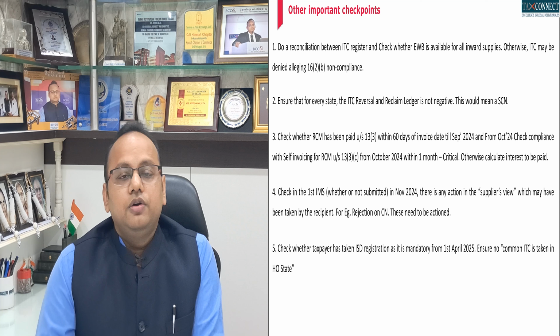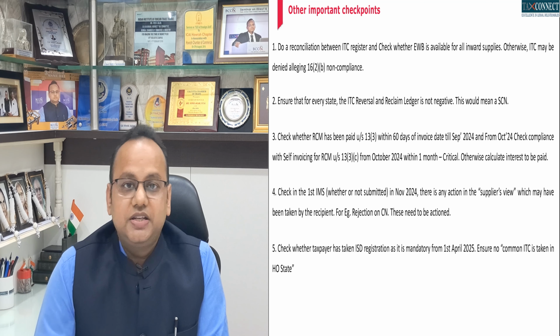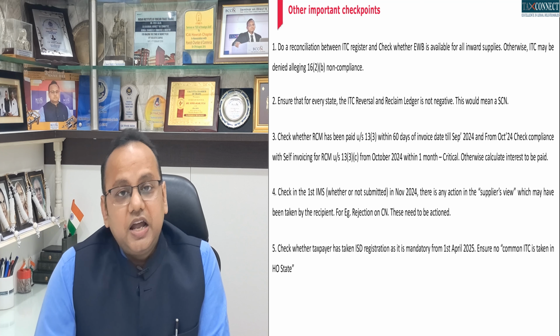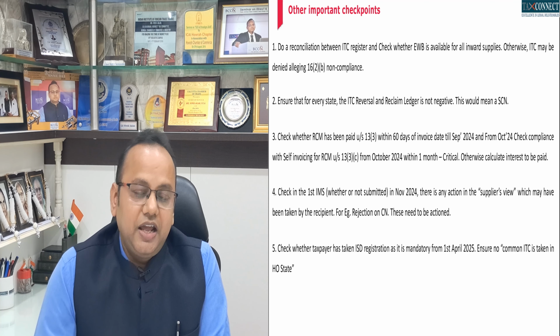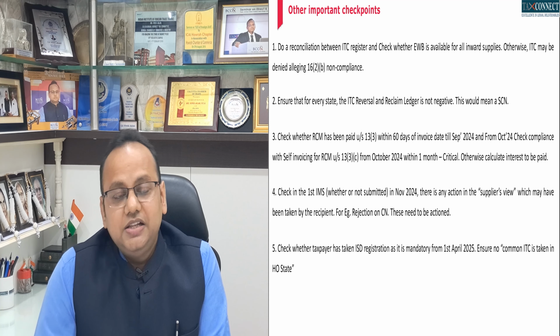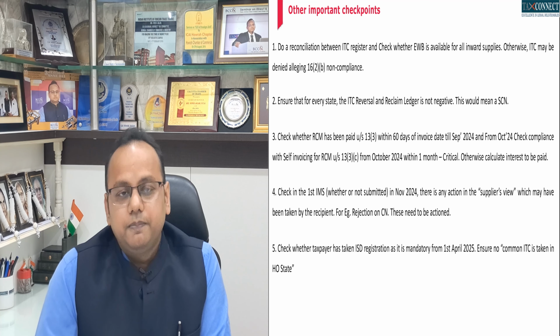Now, few important points for GST sanitization. First, till the last year we have seen many show cause notices or ASMT 10 to reconcile GSTR 1 versus e-way bill.